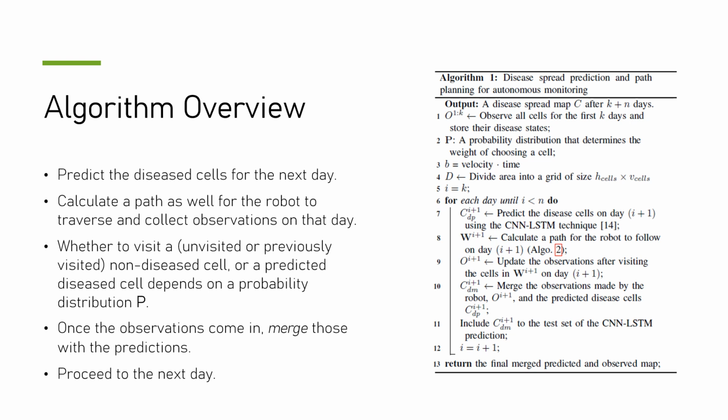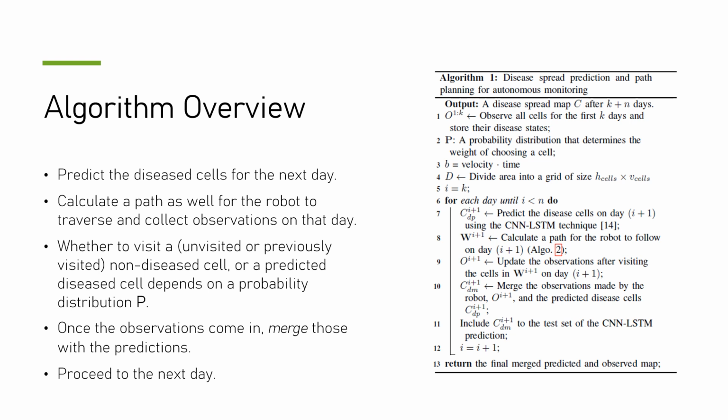Now, here is the algorithm that we have proposed in this paper. Our output that we want is a disease map after k plus n days, where k represents the first few days where the farmer is looking at the crop or seeing how the crop is growing, and we assume on the kth day, the first time the disease has been noticed, and then we go into this disease spread monitoring mode for the next n days, where the disease is spreading and so on and so forth.